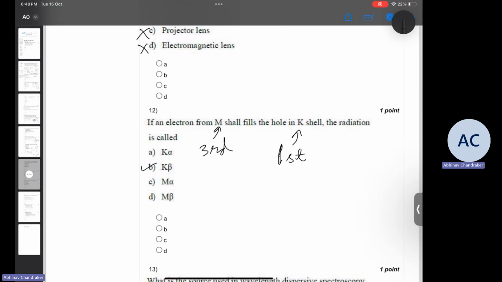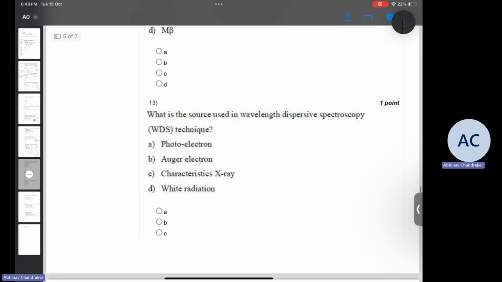M alpha will mean that it comes from, let's say, the N shell to the M shell. So that will not be the correct answer. Neither will K alpha be the correct answer. The correct answer will be B, K beta.